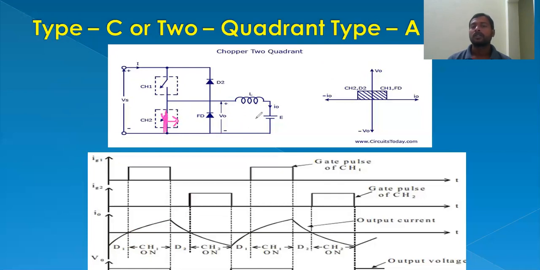but only the path is... so let me take a different one. When the gate pulse is given to thyristor 2, when chopper 2 is on, nothing but this is the way.